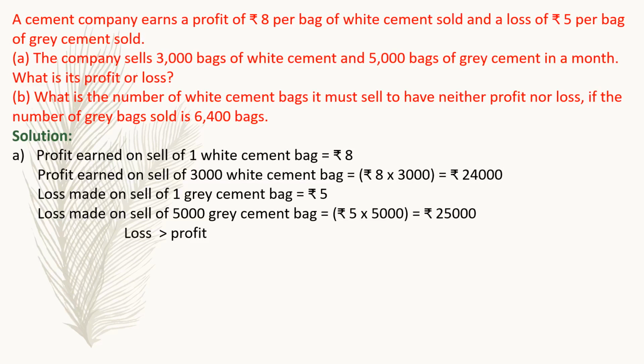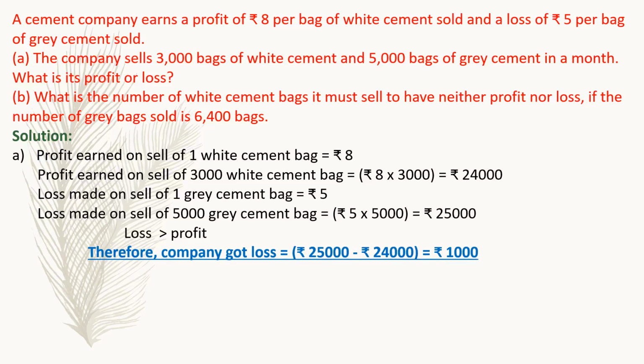Now to solve part A, first we have to find out the profit on selling one white cement bag, that is rupees 8. Now the profit on selling 3,000 white cement bags is rupees 24,000. Then the loss made on sale of 1 grey cement bag, and on sale of 5,000 grey cement bags, we will find out, is rupees 25,000. So obviously the loss is greater than the profit, so the company got a loss of rupees 1,000.